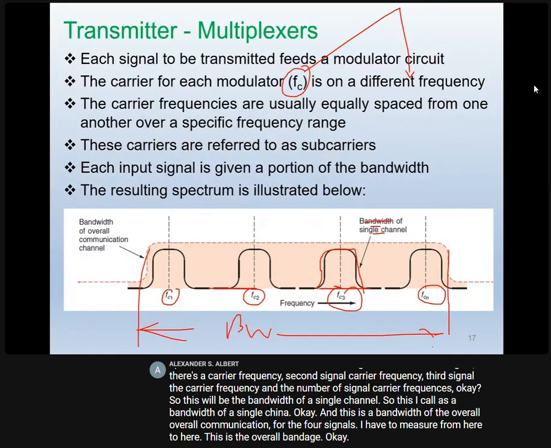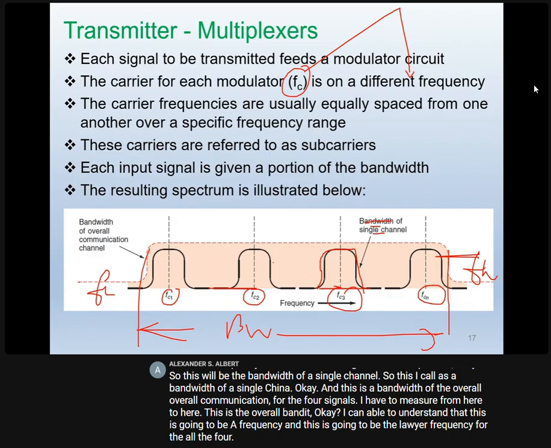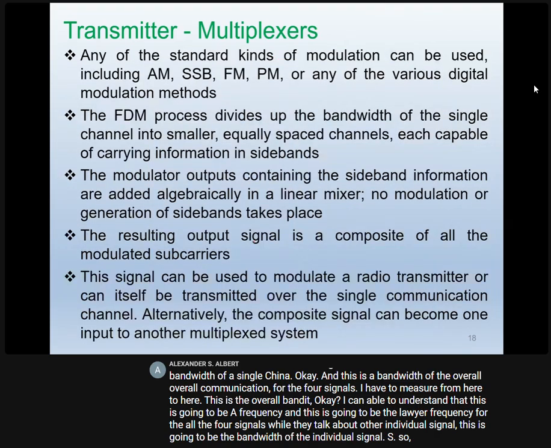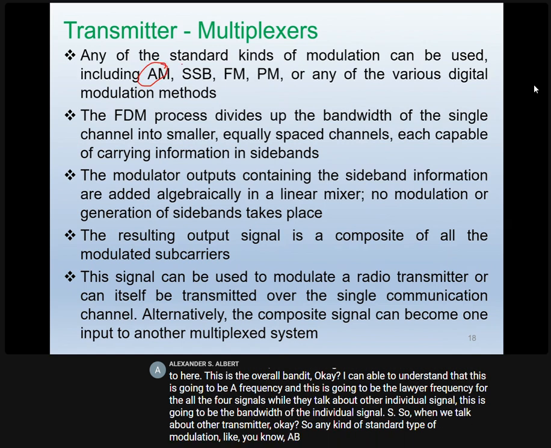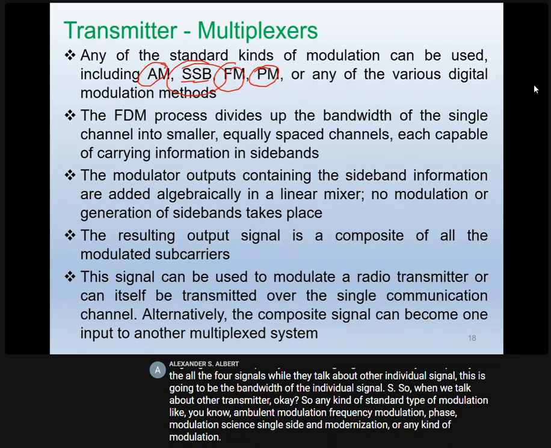This is going to be the higher frequency and this is going to be the lower frequency for all four signals. While on the individual signal, this is going to be the bandwidth of the individual signal. When we talk about the transmitter, any kind of standard modulation, like amplitude modulation, frequency modulation, phase modulation, single sideband modulation, or any other kind of modulation can be used.